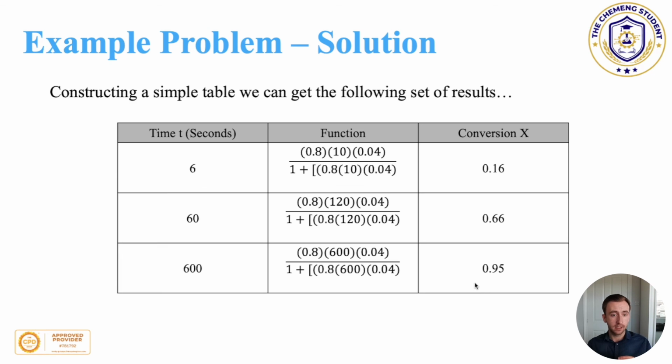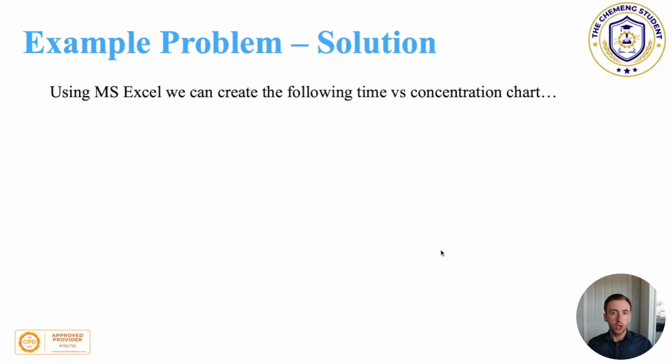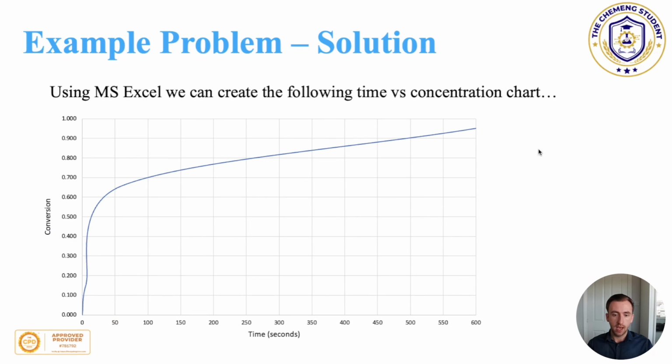Now what we expect is that the higher the time, the higher the conversion. And that's what we're seeing. So at 6 seconds, we've only converted 16%. But at 600 seconds, we've converted 95%. If you use any software, here we used Microsoft Excel, to create the following time versus concentration chart, then this is your plot on a set of Cartesian coordinates. So you can see here we have a very rapid reaction, and then it tends to steady itself off after maybe approximately 60 seconds or so. So a very rapid reaction taking place.